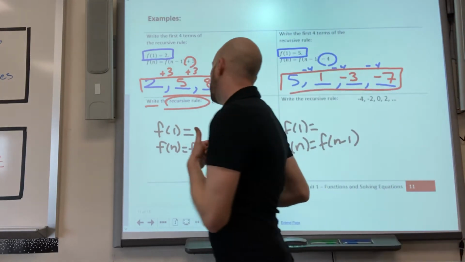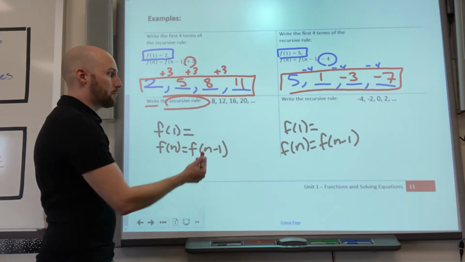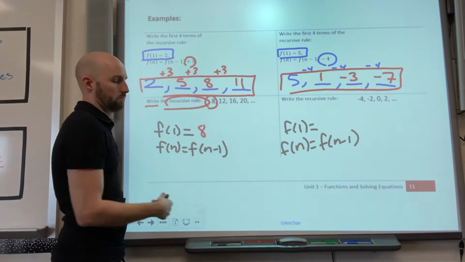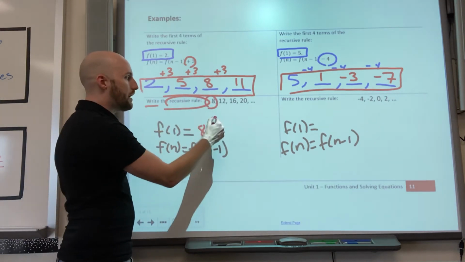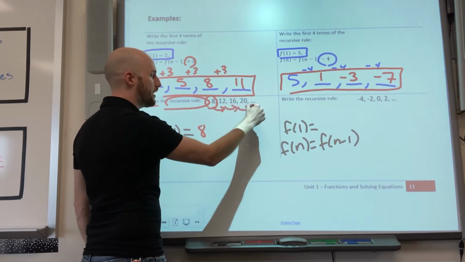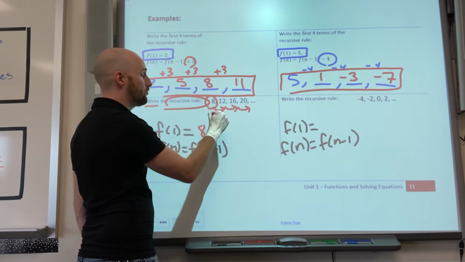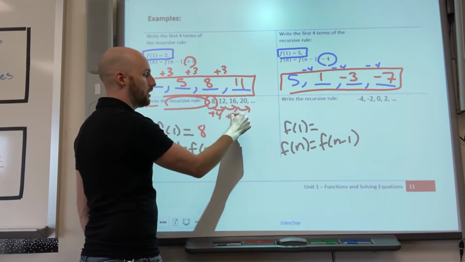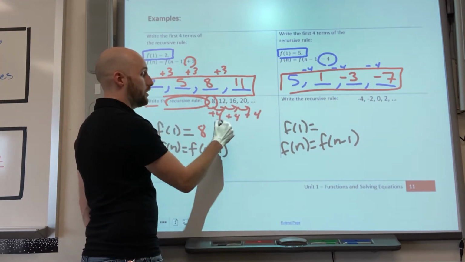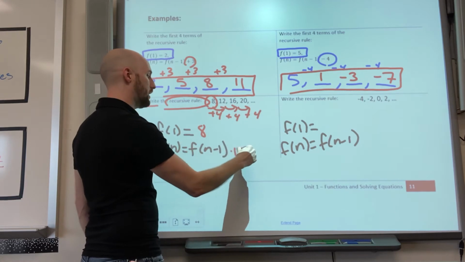But I need to put, what is the first number? It's 8. Okay. What is the pattern? What is it adding or subtracting each time? 8 to get to 12, what is it doing? It is doing plus 4. Here, plus 4, plus 4. This is the pattern, so plus 4.